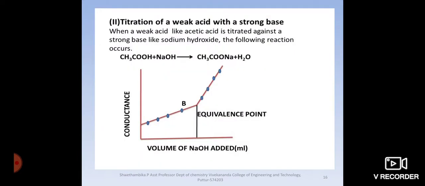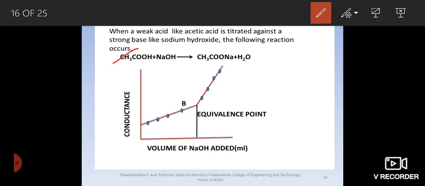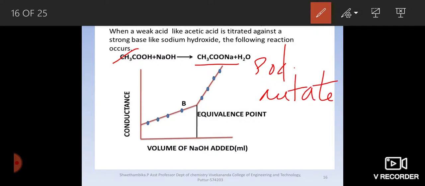Now let us go to the second case. The second case is titration of a weak acid with a strong base. The familiar weak acid I have taken here as an example is acetic acid. Similarly, we can write an equation for formic acid also. Acetic acid is CH3COOH. On addition of NaOH, it forms sodium acetate. This particular compound is nothing but sodium acetate. Remember, it is a salt.